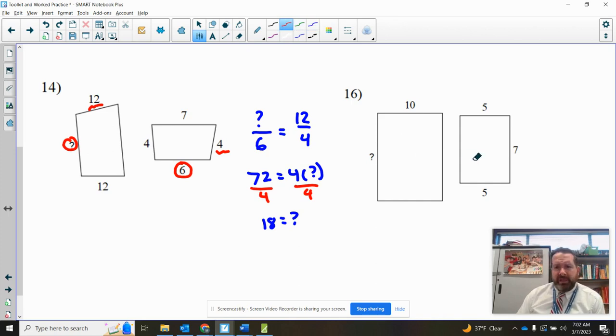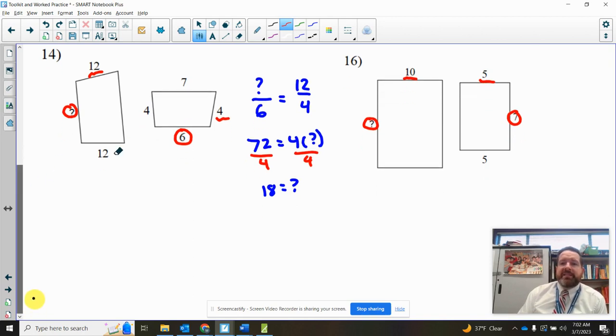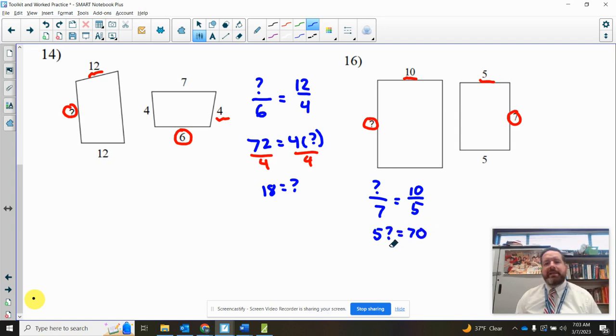Let's go again. In this particular rectangle, I don't know the question mark. It looks like that corresponds with the 7. And then the 10 and the 5 look as though they relate to each other as well. So let's set up our ratio. Question mark compared to 7 is going to be the same as 10 compared to 5. So cross multiply. 5 times question mark equals 70. Do that division by 5, and 70 divided by 5 is going to give me that 14.